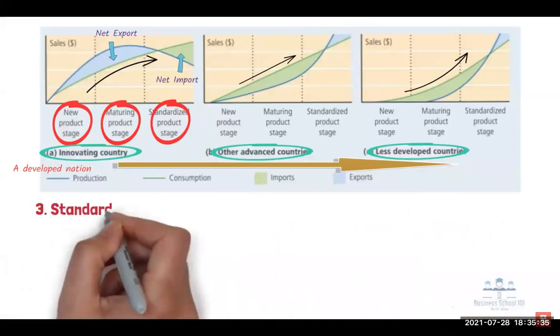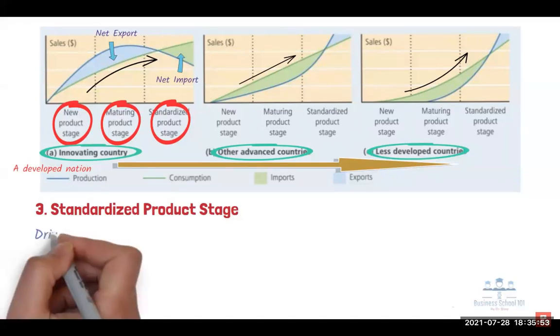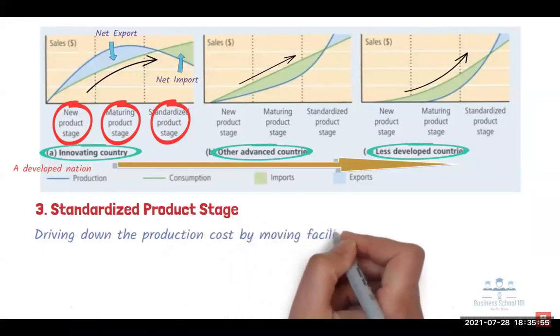Last, the standardized product stage. At this stage, exports to nations with the less developed economy begin in earnest. Competitive product offers saturate the market, which means that the original purveyor of the product loses their competitive edge on the basis of innovation.